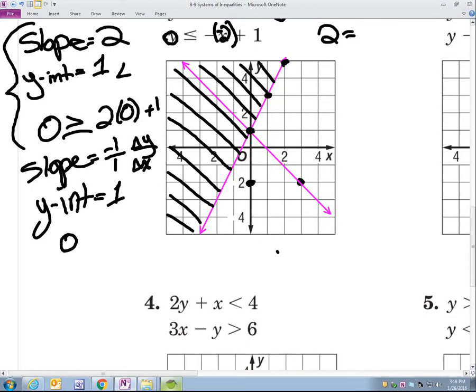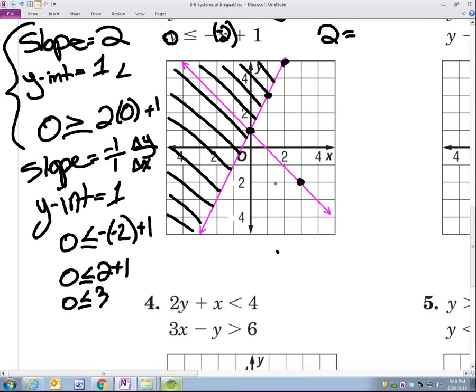So that would give me 0 is less than or equal to the opposite of negative 2 plus 1. So 0 is less than or equal to 2 plus 1, which is 3. 0 is less than or equal to 3. That is true. So that means that this side of that boundary is going to be shaded in. I did 45 degrees that way, I'm going to do 45 degrees this way. Since this point here was true, I knew that I have to shade the bottom part of the boundary line.